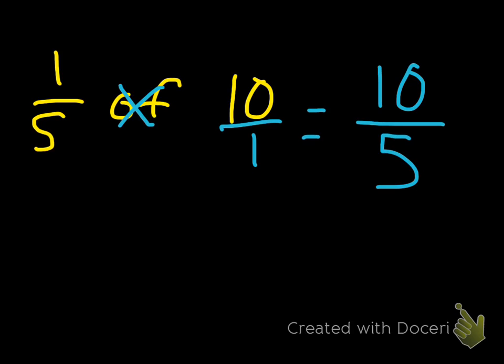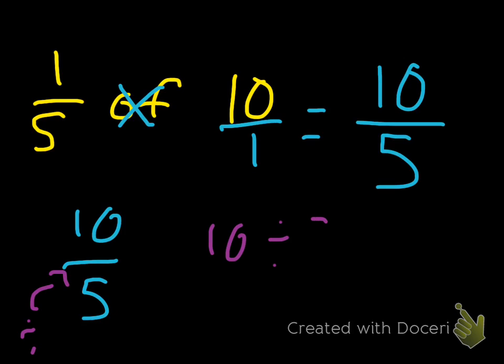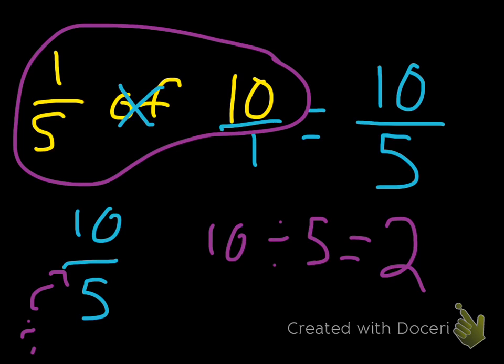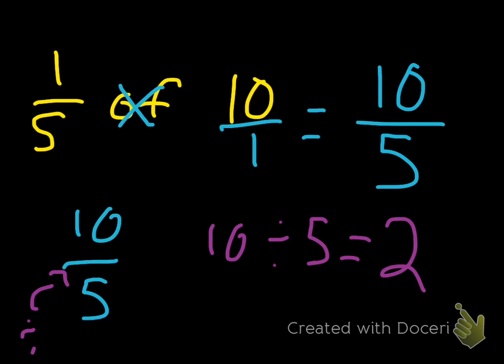Okay, so the next step is to put 10/5 as a whole number. Now if you remember from last chapter, this little line right here means divide. So the last step is to do 10 divided by 5, which equals 2. So if we go back to the top, 1/5 of 10 is equal to 2.